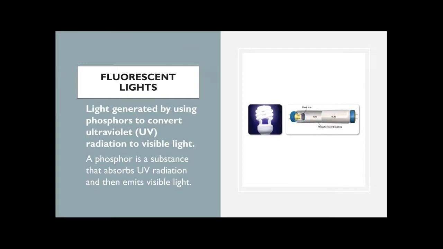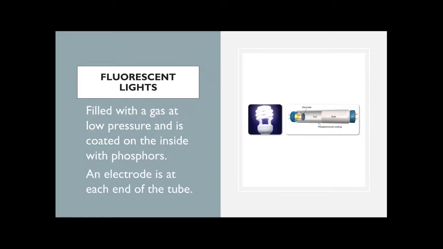Phosphor itself is actually a substance that absorbs the UV light, and that is what causes the emission of visible light. In this diagram, you can see an example of a fluorescent light. You might have these at your house as well. They can look like the image on the left, or they can look like the image on the right.